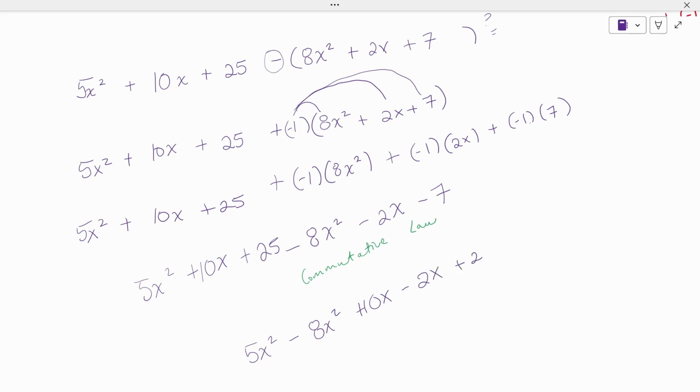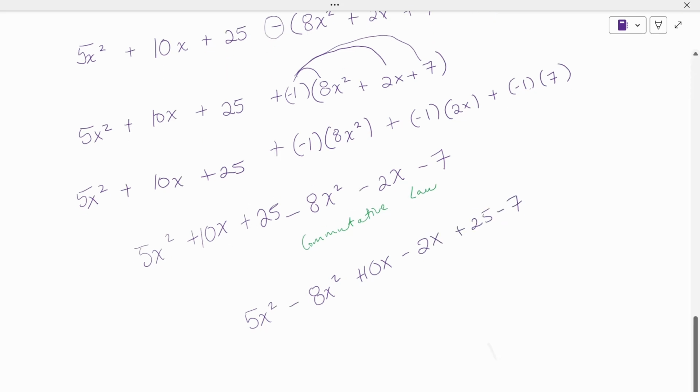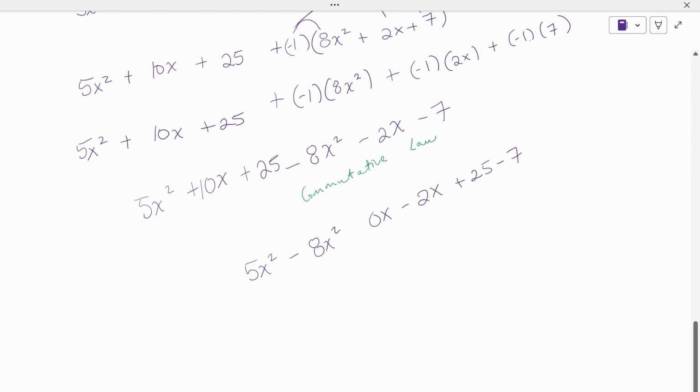Subtracting 2x, we have 25 and a 7. And so what are we going to get at the end of the day? Well, let's see.